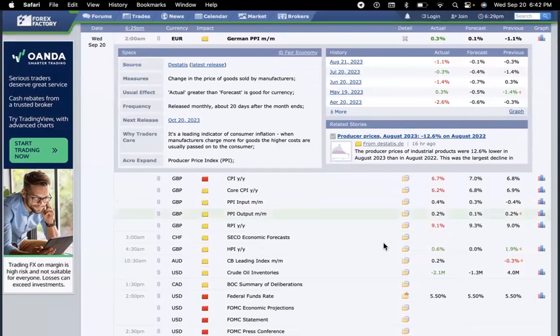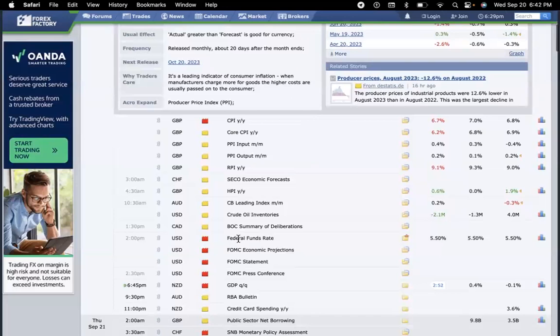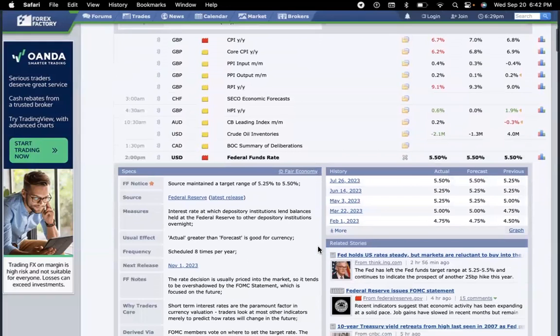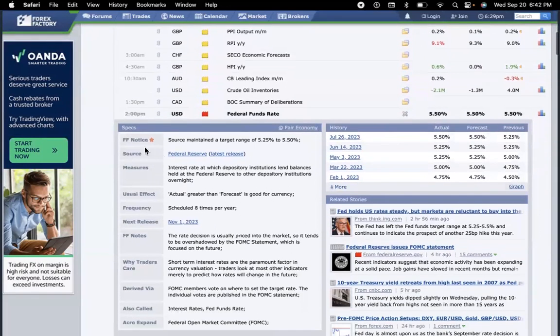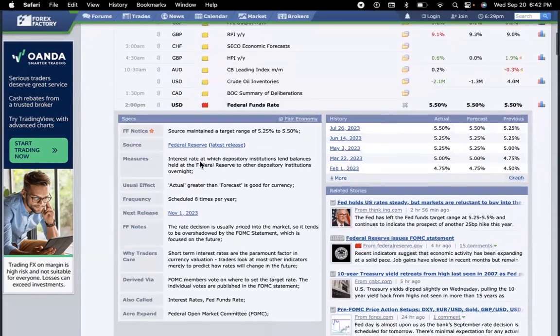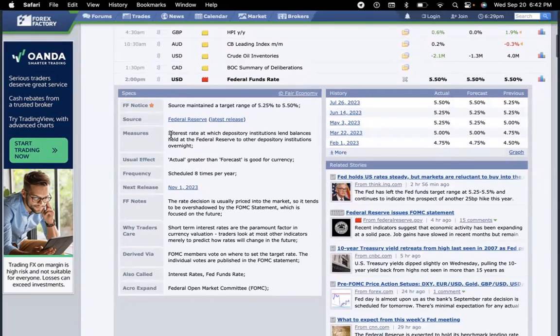Now let's see what a red folder would look like, right? So we had some news come out today, September 20th at 2 o'clock p.m., where it says federal funds rate. And let's just see what happened here. So in this news, we can see that because the news has passed, the target was maintained. We can see that the Federal Reserve was the source, which is a pretty good, reputable source. And we can see what the measures were. Interest rate at which depository institutions lend balances held at the Federal Reserve to other depository institutions overnight.